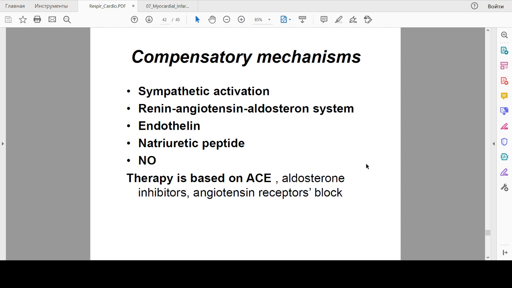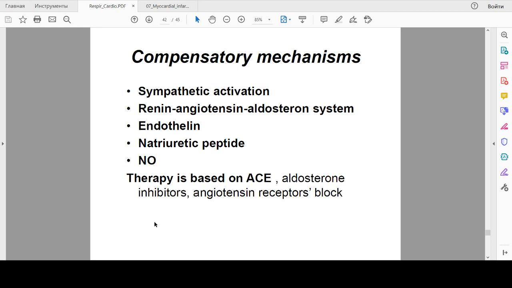According to this theory, how would we correct the condition in cardiac failure? So our therapy is still based on angiotensin converting enzyme inhibitors. Also, what do we add? Aldosterone inhibitors and blockers of angiotensin receptors, additionally to converting enzyme inhibitors, to stop as much as possible this negatively released compensation.